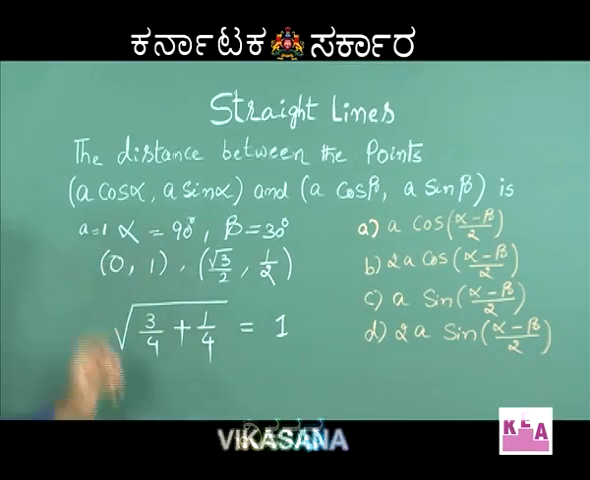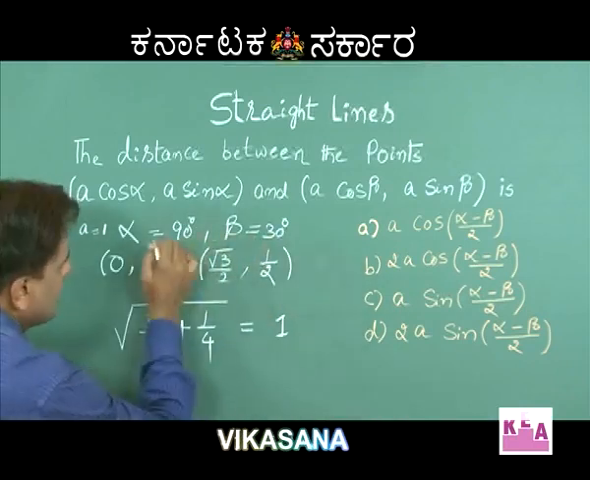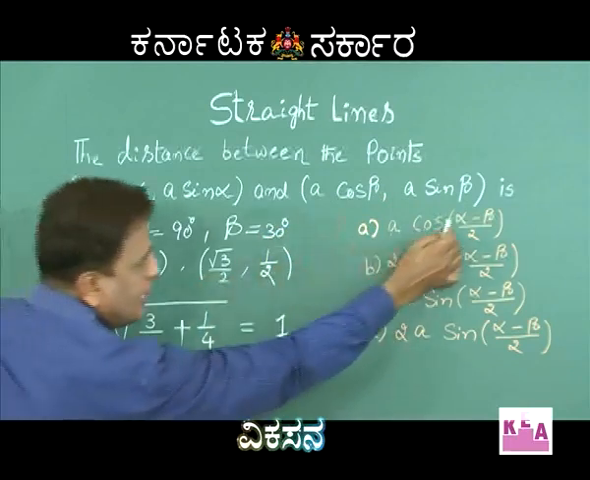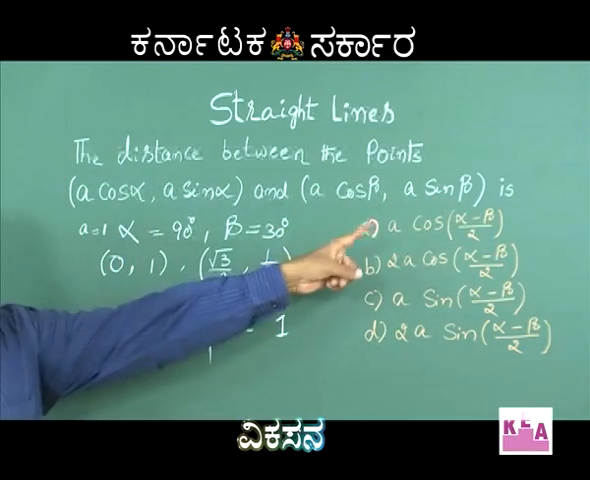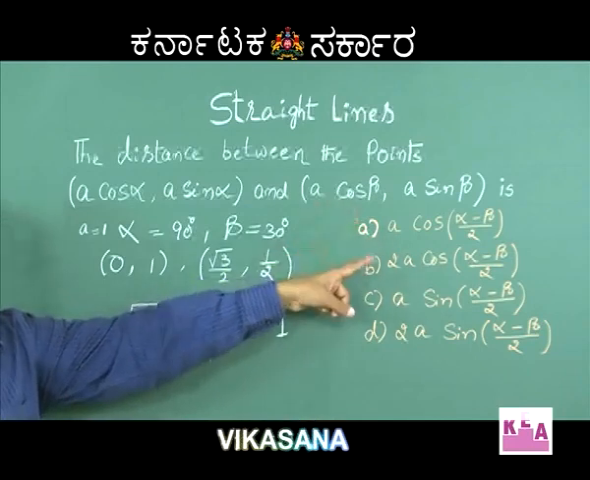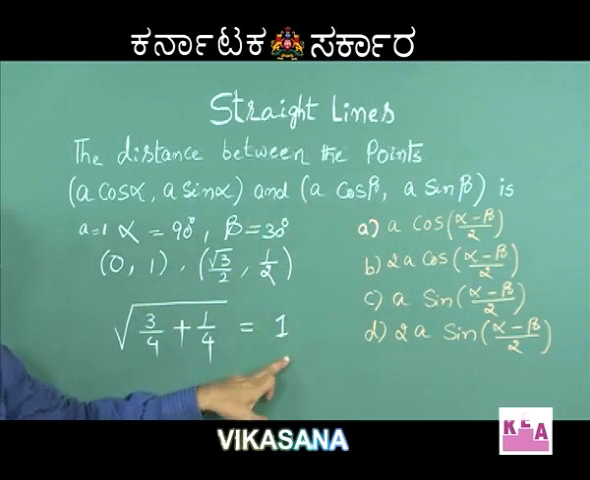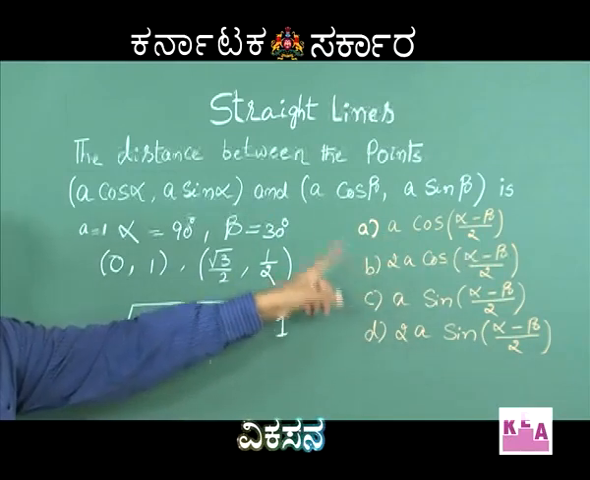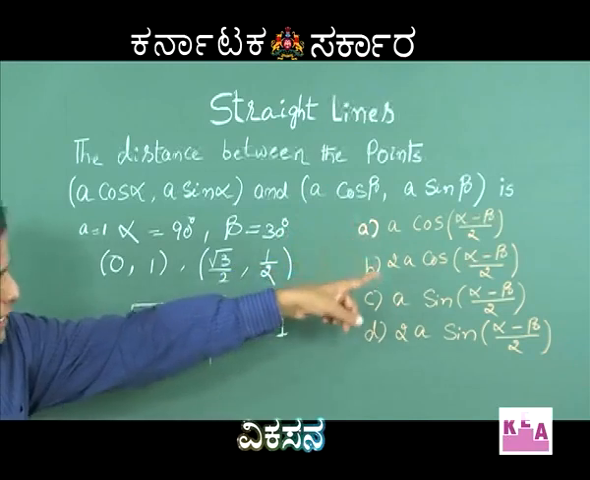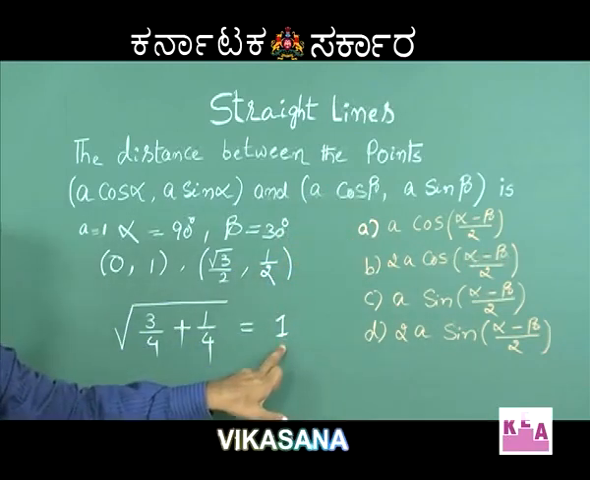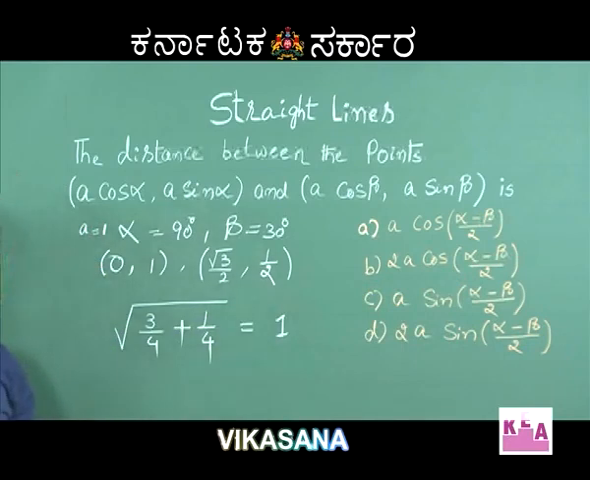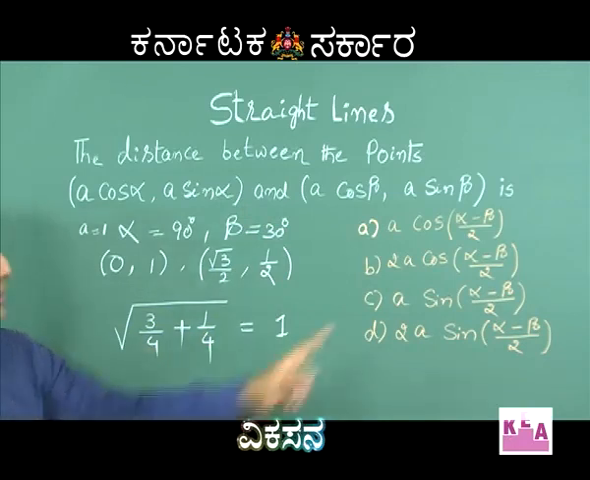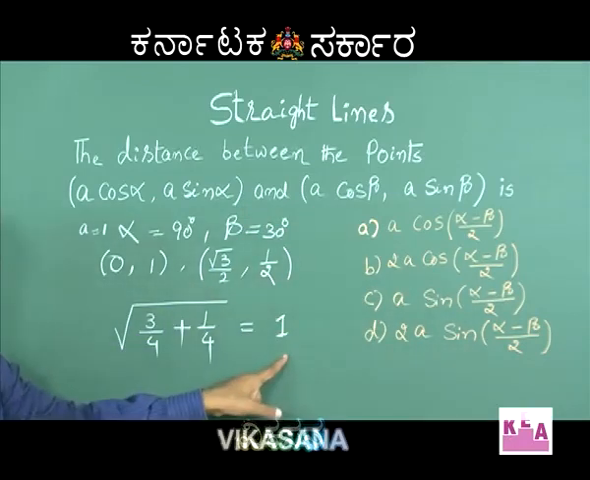Which option satisfies? Suppose we substitute alpha is equal to 90, beta is equal to 30, a is always 1. In the first option, 90 minus 30 is equal to 60 by 2, 30, cos 30 is equal to root 3 by 2, which is not equal to 1. In the second option, alpha minus beta by 2, 60 by 2 is 30, cos 30, again root 3 by 2, this is also not equal to 1. And in the third option, alpha minus beta by 2, 60 by 2 is 30, sin 30 you get 1 by 2, which is not equal to 1.